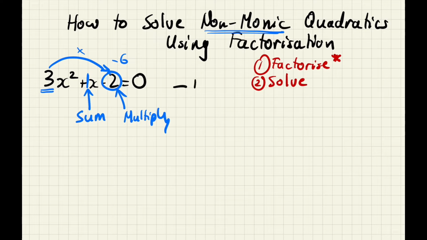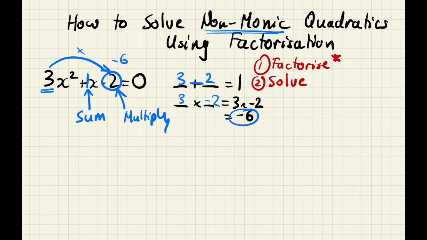So we have same two numbers, they need to add to give positive 1, but they need to multiply to give 3 times negative 2, which is negative 6, rather than just minus 2. So in terms of those two numbers, they are going to be 3 and minus 2, and that's because 3 minus 2 is going to give us 1, and then 3 times minus 2 is going to give us negative 6. Okay, that's the only difference in the process.